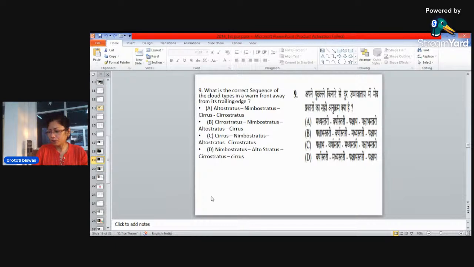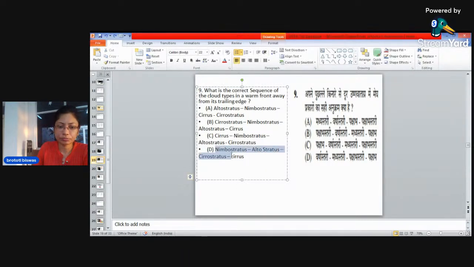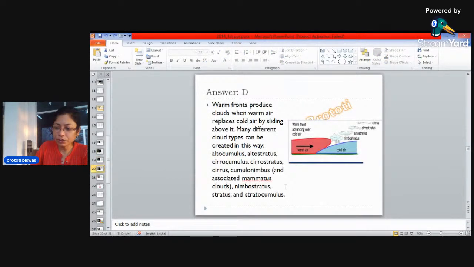So if I go back to this question, then you can see that the correct sequence is what? The correct sequence is this. That is number D. That is nimbostratus, altostratus, cirrostratus, and cirrus. Which has been given over here.